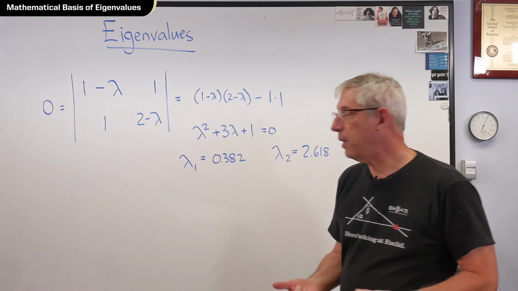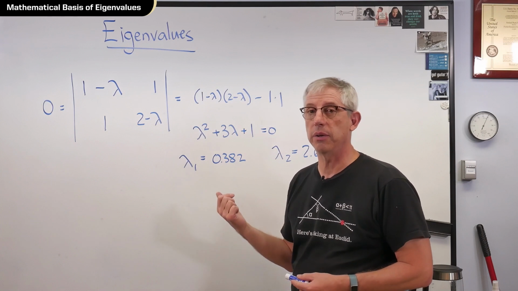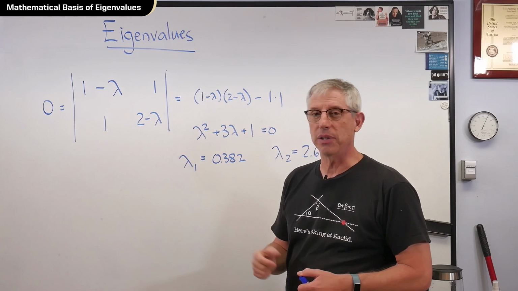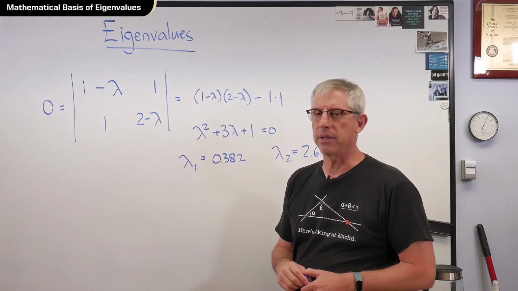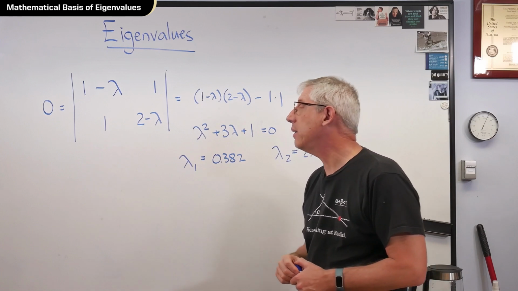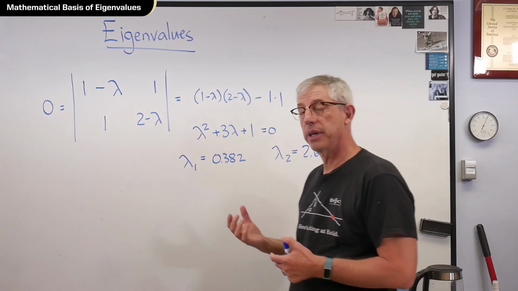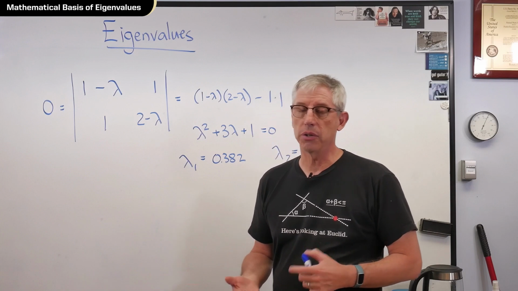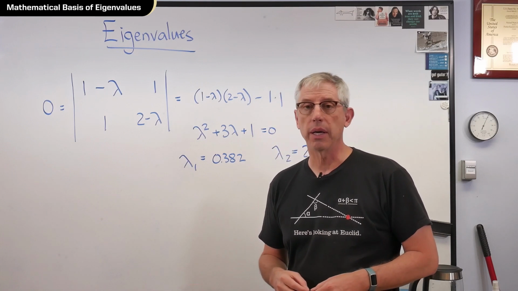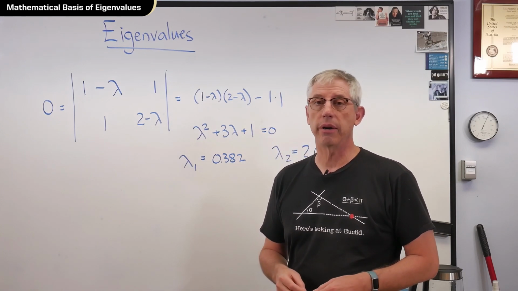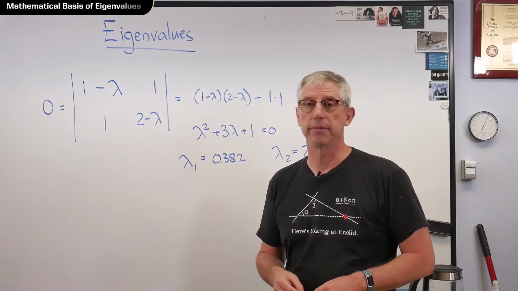Now, it's pretty clear that this works fine for a 2 by 2 system. 3 by 3, it starts getting ugly. Anything after that is really not tractable by hand. Now, eigenvalues, like I said, show up everywhere, and they're almost always calculated numerically. And it's routine to calculate eigenvalues for very, very large systems.